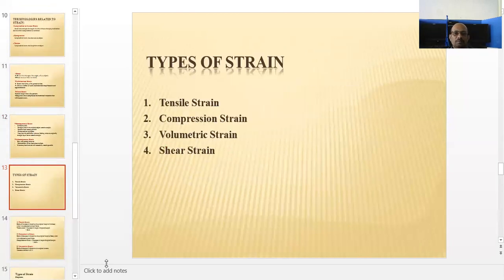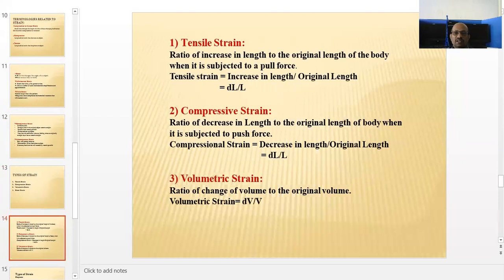Another thing, strains will be there, that we can also discuss. One is tensile strain, compressive strain, volumetric strain, shear strain. One by one we will see that. What is tensile strain?